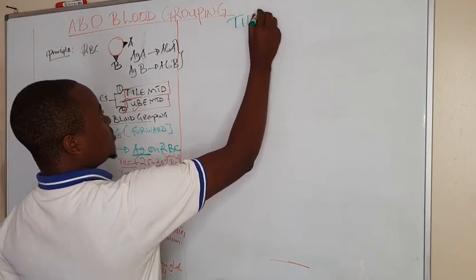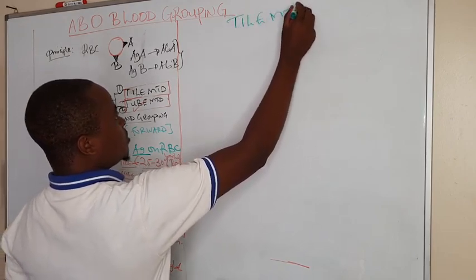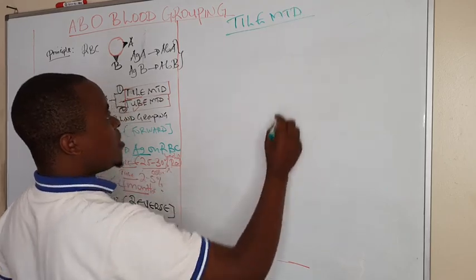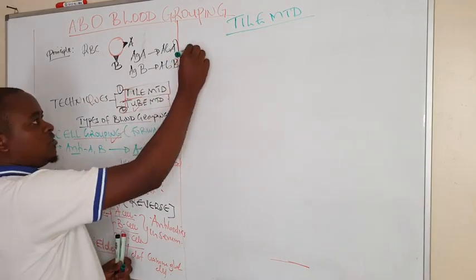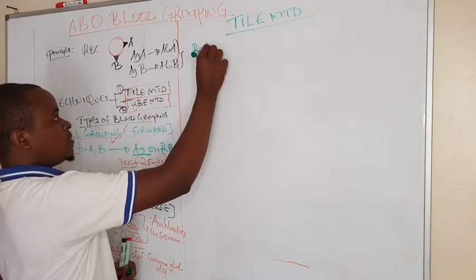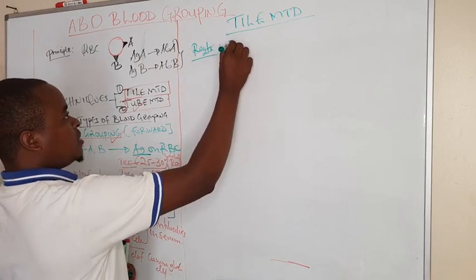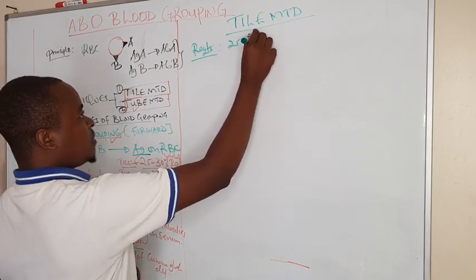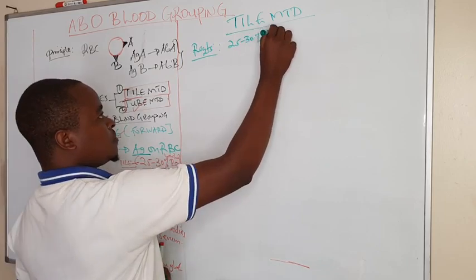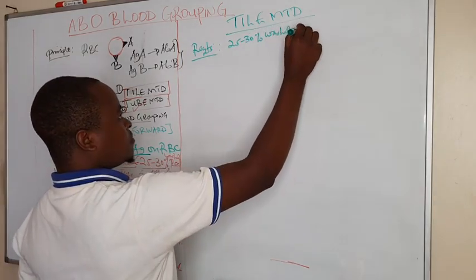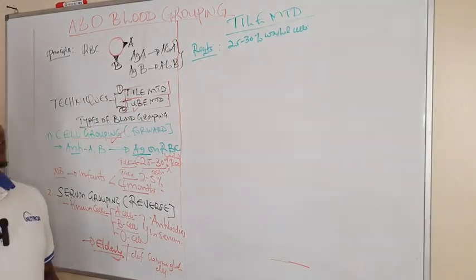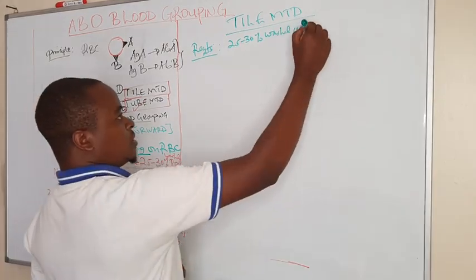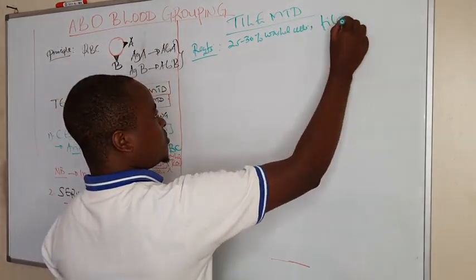Tile method. We want to see the tile method of blood grouping. Under tile methods, you shall need requirements. We need 25 to 30% washed cells. These cells are always washed with normal saline or physiological saline. We need a clean tile.